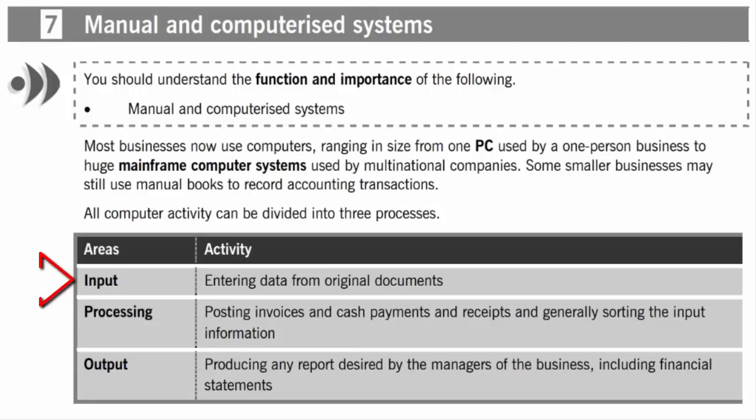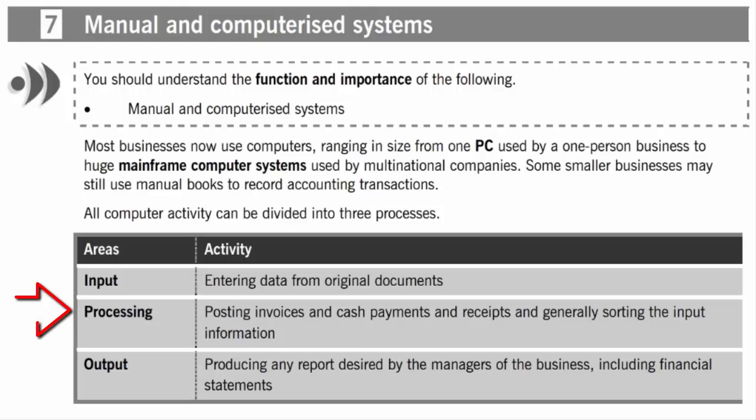Step 1, input. Let's say you just sold something to a customer or paid rent for your shop. You need to enter that information into the system. That's what we call input. So input simply means typing data into the computer or writing it into the ledger manually. For example, customer name, amount, invoice number, date.